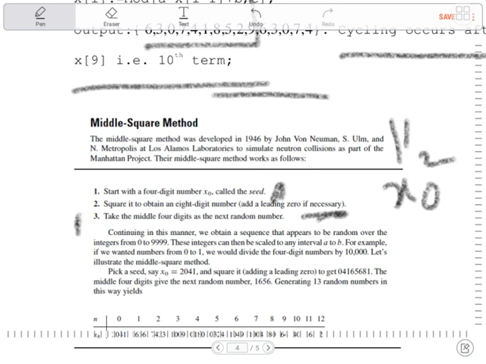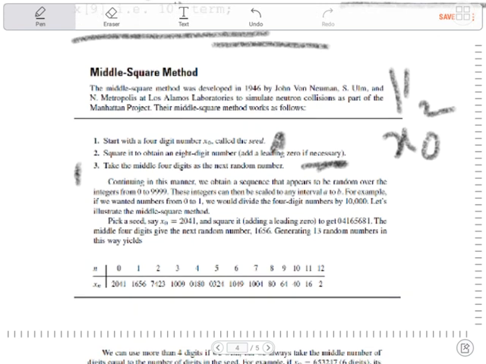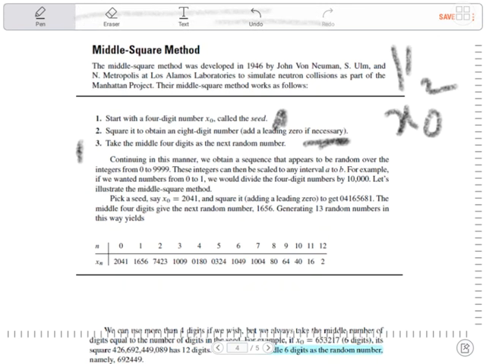Let us give an example to explain it. Suppose we have started with x0 = 2041. Once you square it, you are going to get the number 4166 8681, that is, 4,16,58,681. The third step says you have to take the middle 4 digits.